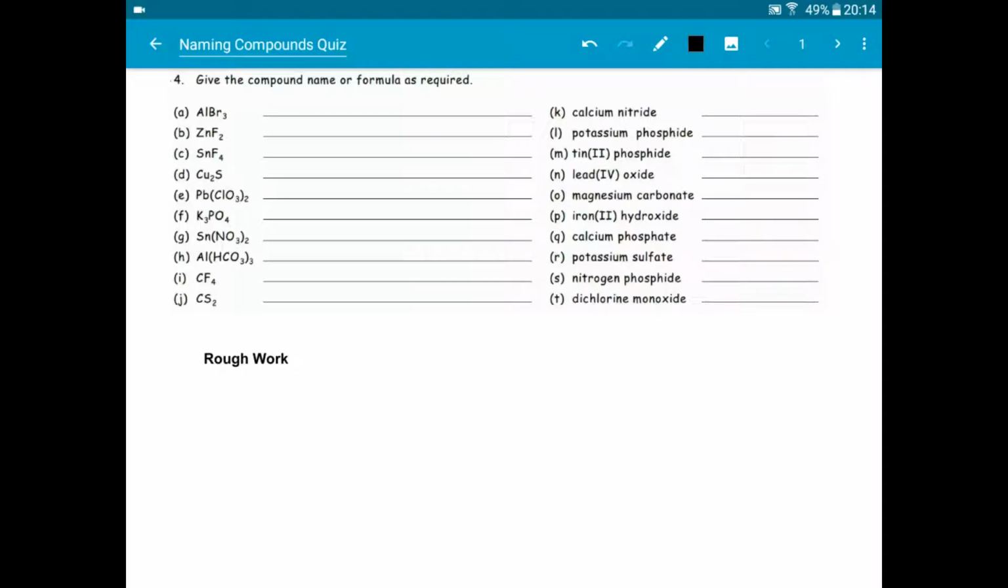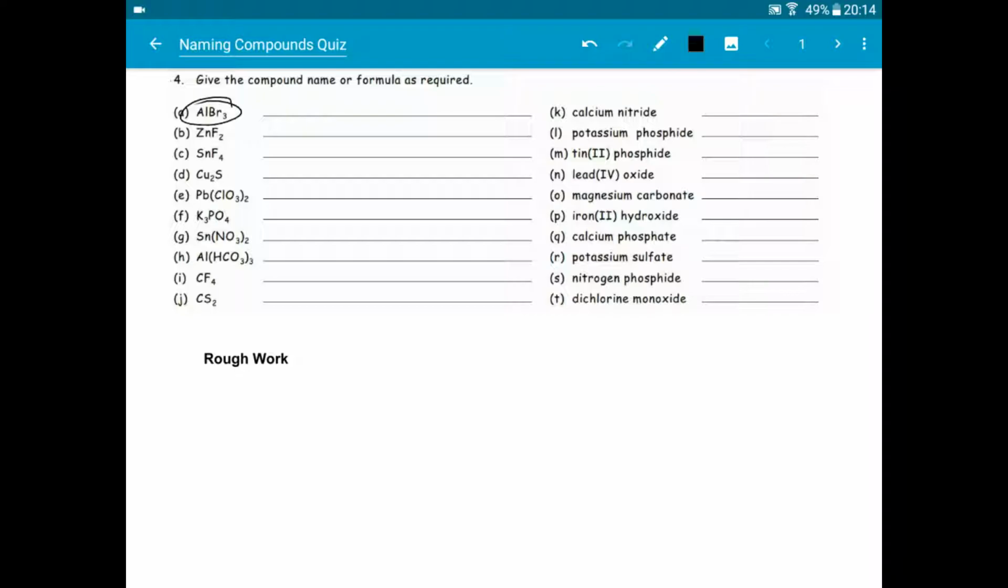Hello everyone. I'm just going to do a quick video about naming compounds. So we'll start off with an ionic compound. And we'll take a look at the first one here. So we've got to come up with a name for that.